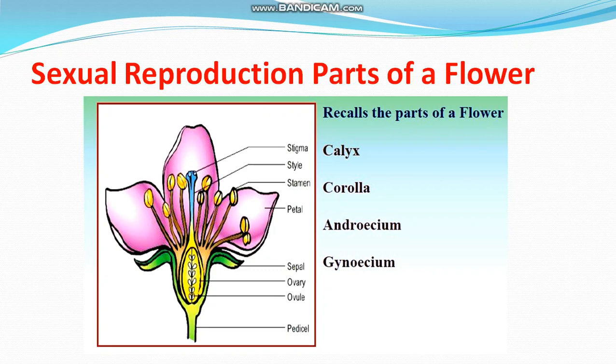In Tamil literature, Kurinji, Mullai, Marudam, Neidal and Palai are also denoted by the flower. Calyx and corolla are known as accessory organs, androecium is known as the male reproductive organ, and gynoecium is known as the female reproductive organ.